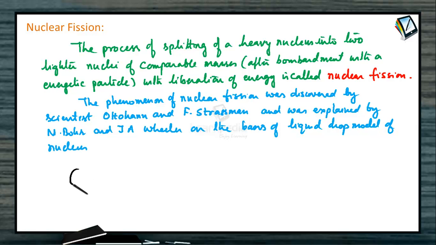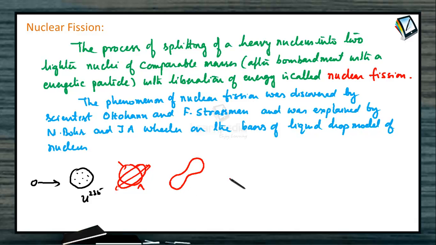Here we assume this is uranium-235. Now a neutron comes and hits it. This neutron is captured by the nucleus of the uranium. In turn, thermal vibrations are set up, so the nucleus starts vibrating, and after some time it becomes dumbbell shaped and slowly splits into two parts. One part will move in one direction, another part in another direction, releasing three neutrons. So this is called the liquid drop model.